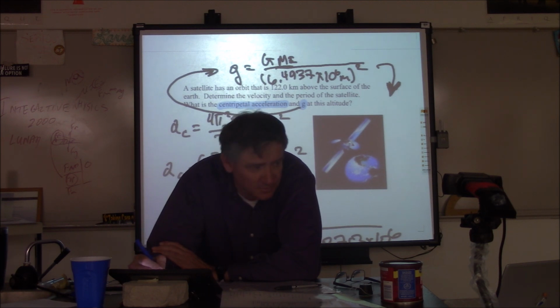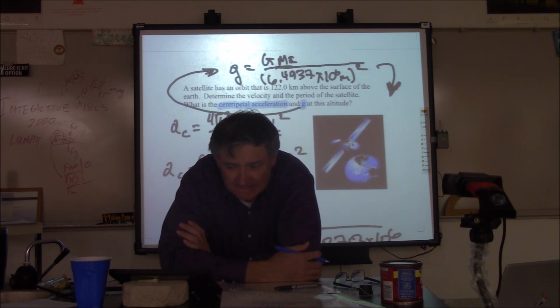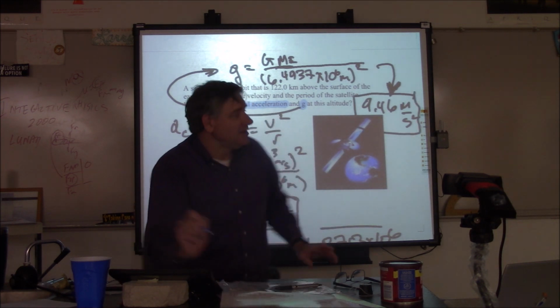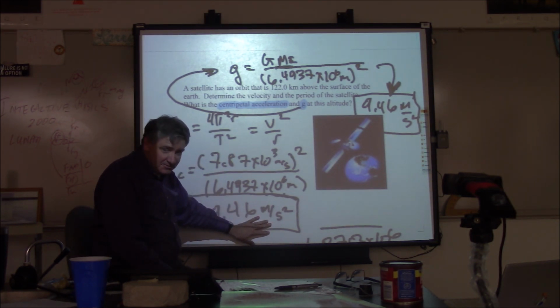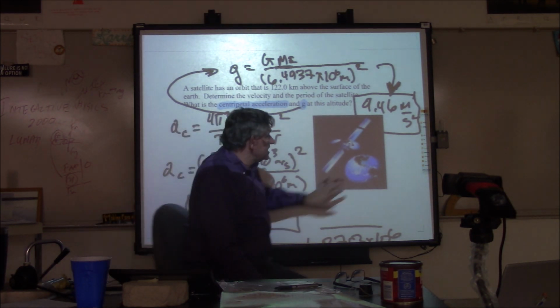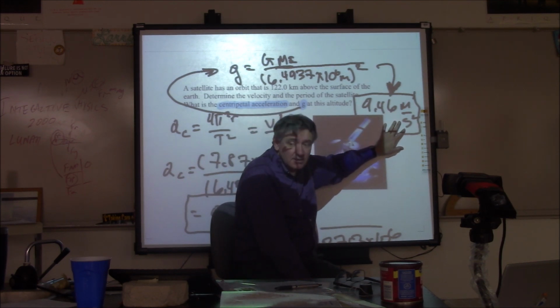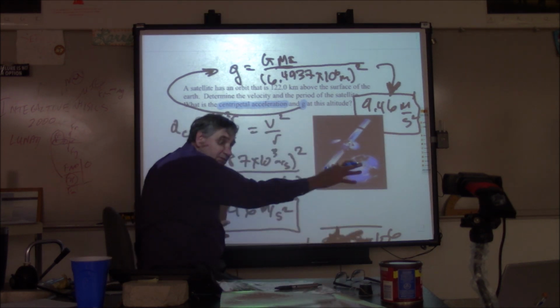There's no way you got 4.46. No way. 9.46. That's what you should get. Oh! How cool is this? Look, my centripetal acceleration at that altitude is the exact same as my gravitational acceleration. Coincidence? I think not. These two numbers have to be the same.